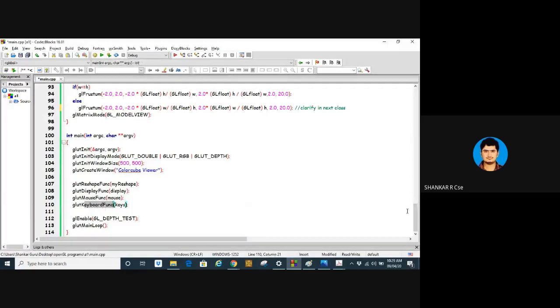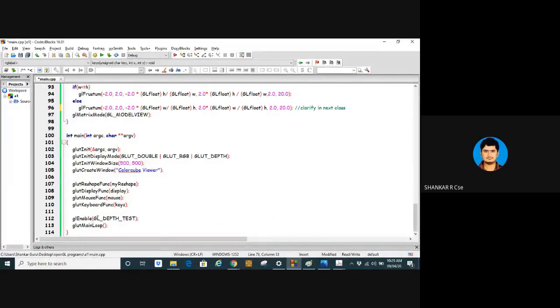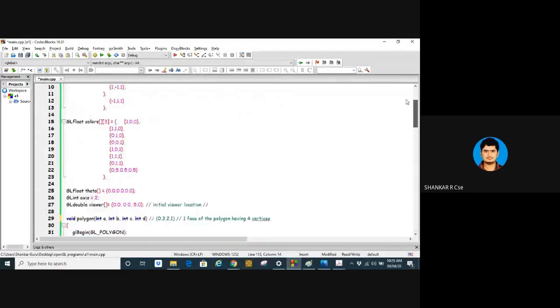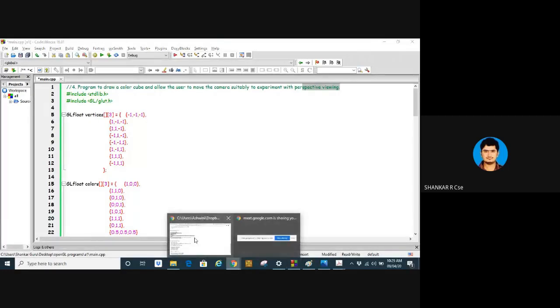Next is keyboard function, keyboard of piece, which I have already taught. This is your event, this is your action, and enable the depth test and call the main. Enable the 3D depth, call the main. So this essentially completes perspective projection and the implementation of this. Any doubts?